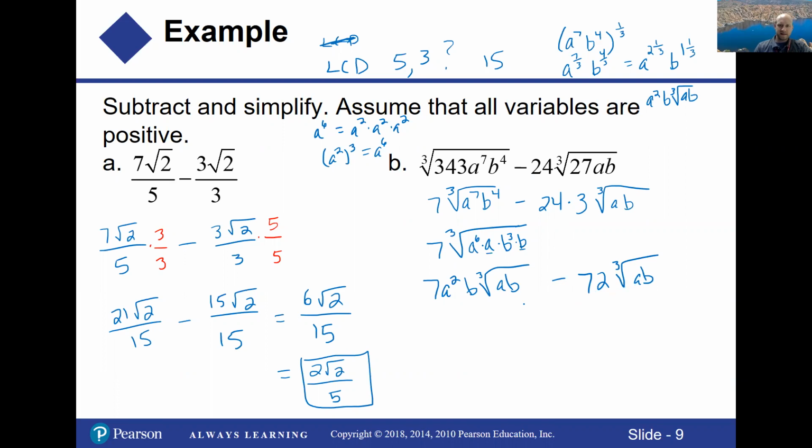But the only thing is this part doesn't, okay? So 7a squared b and 72, I can't do anything with that. Those are definitely coefficients, but I cannot simplify those at all. So this is just going to be your answer here: 7a squared b times the cube root of ab minus 72 cube root of ab.